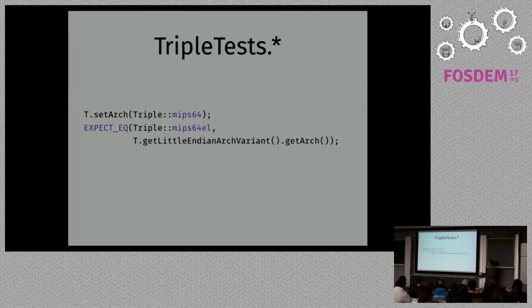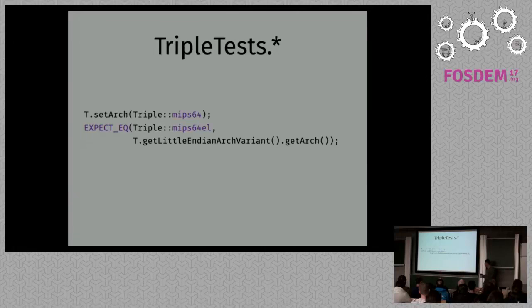So we have a triple, we change the architecture, and then we assert that the resulting architecture, based on that initial architecture, is exactly what we need. Behind the hood, under methods like get little endian arch variant, there is just a huge switch statement that maps things together. We started removing switch cases one by one, and we found that many of them can be removed and the tests are still passing. So in this case, it just means that we need to add more tests.